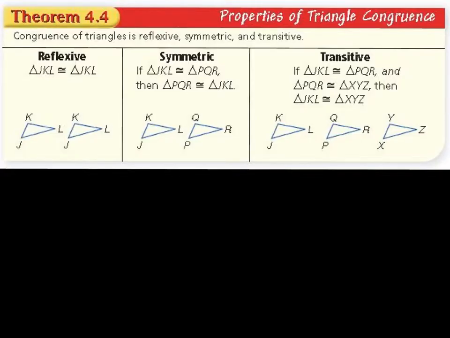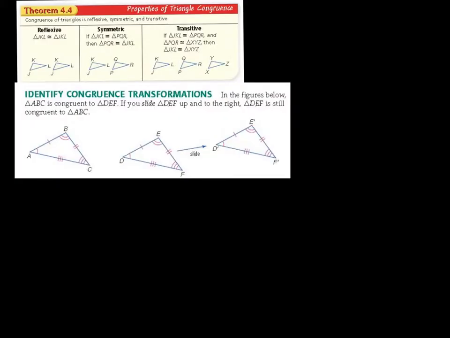Congruence of triangles is reflexive, symmetric, and transitive. That seems to be intuitively true enough that I wouldn't probably take your time to make you write all those diagrams down. In the figures below, triangle ABC is congruent to triangle DEF. If you slide, or a better word that we used in the algebra book was translate, triangle DEF up and to the right, triangle DEF is still congruent to triangle ABC.